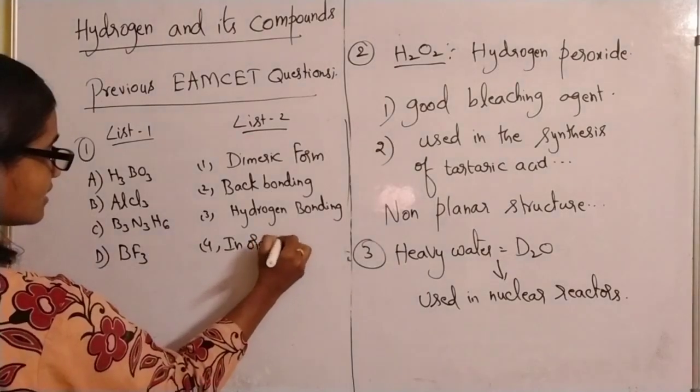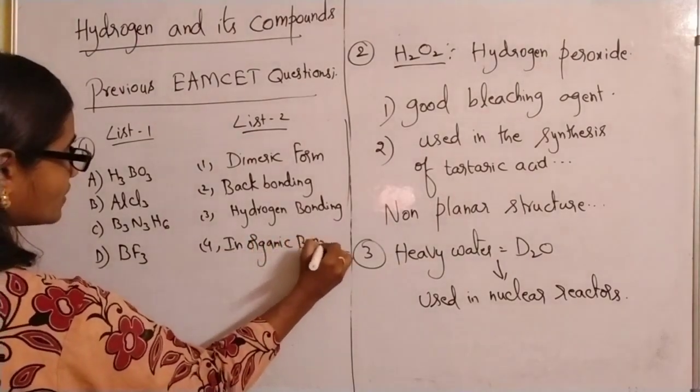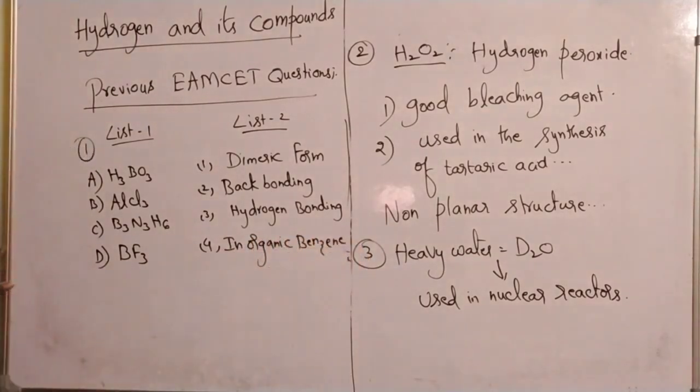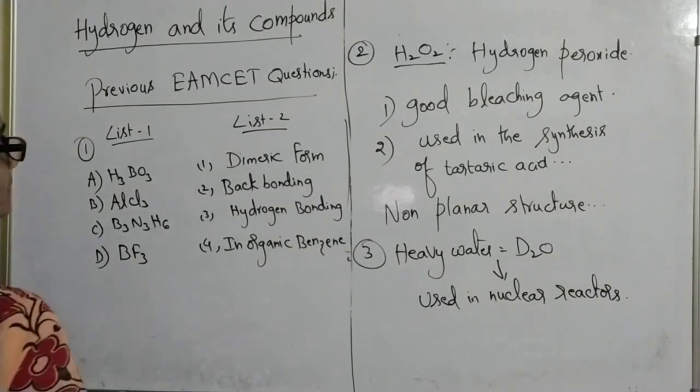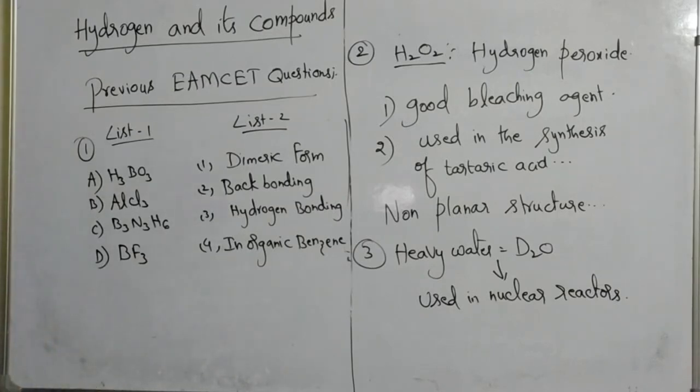Inorganic benzene. So you have to match these 4 with the 4 questions which are given in list 1. Okay, so H3BO3 means what? What type of bonding will be there? H3BO3 means boric acid. In boric acid, you will be finding what? Hydrogen bonding you can find.